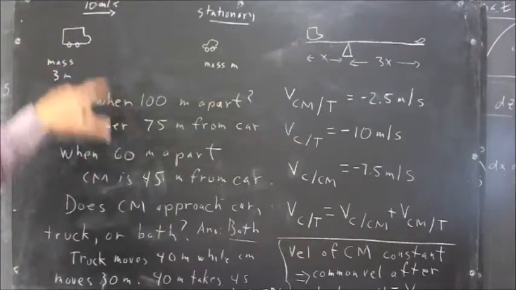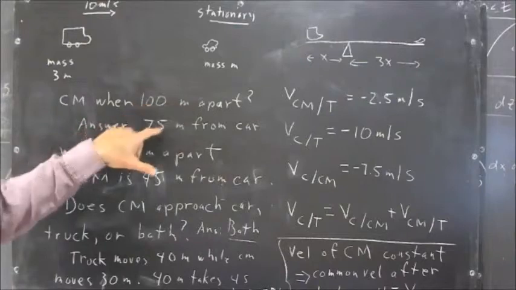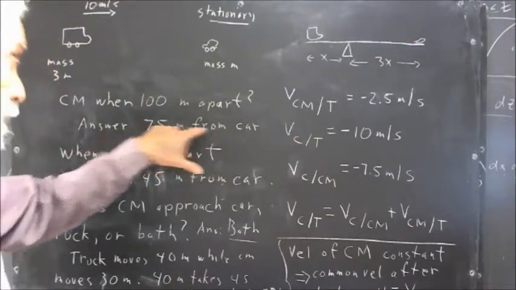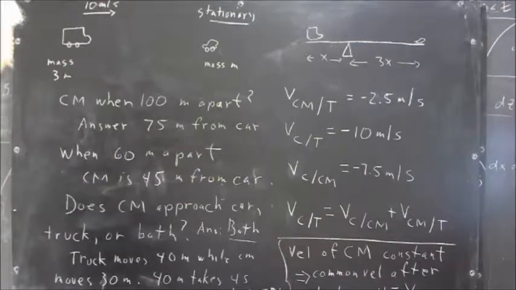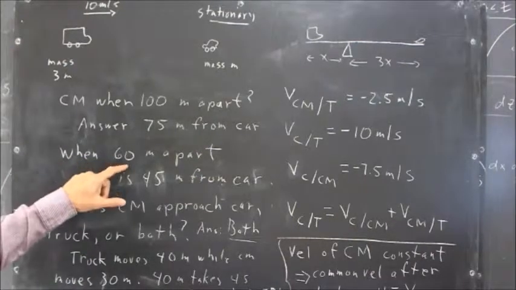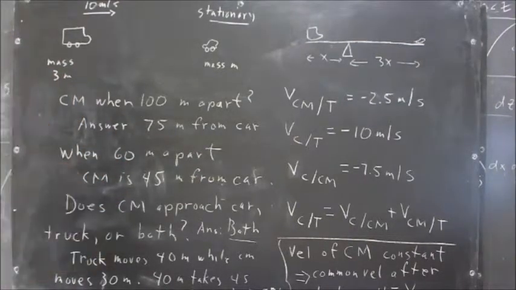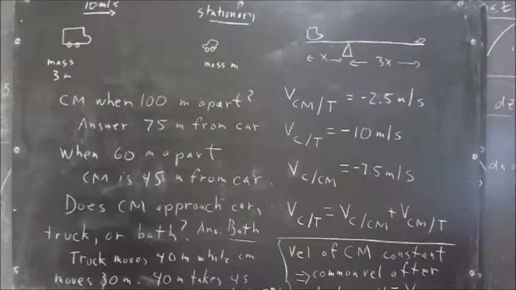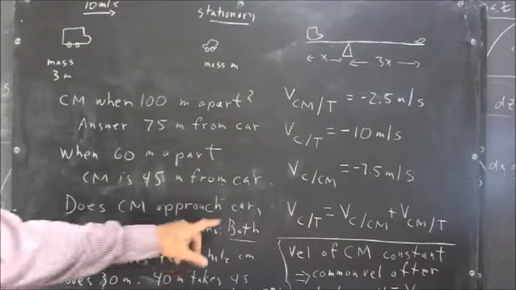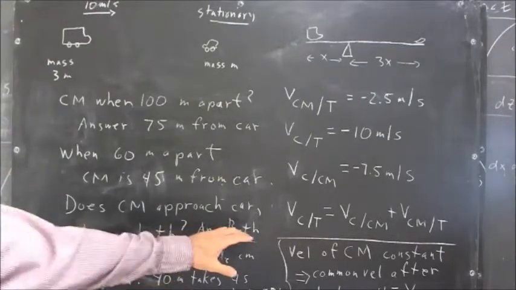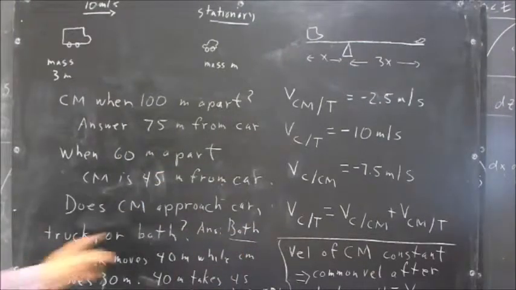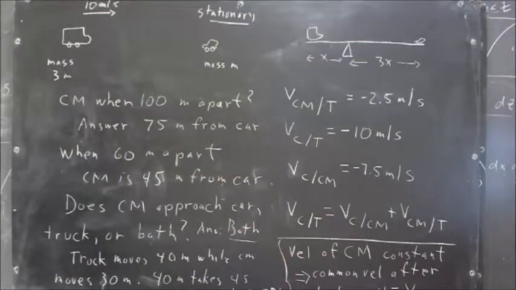So the answer in this case would be, if the two are 100 meters apart, the center of mass is 75 meters from the car. Now when they're 60 meters apart, the same reasoning leads us very easily to the conclusion that the center of mass is 45 meters from the car. So the question now, does the center of mass approach the car, the truck, or both? Okay, so you ought to think about that, but the answer is both.